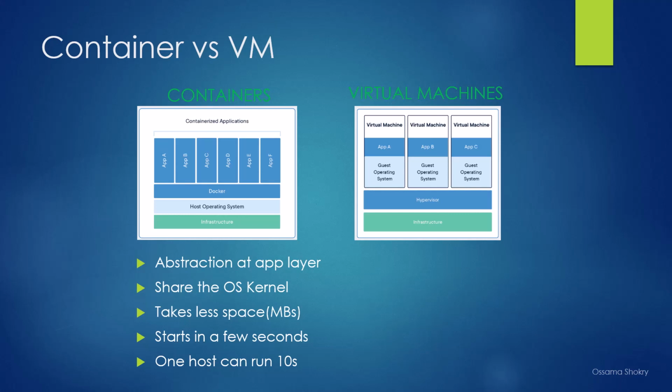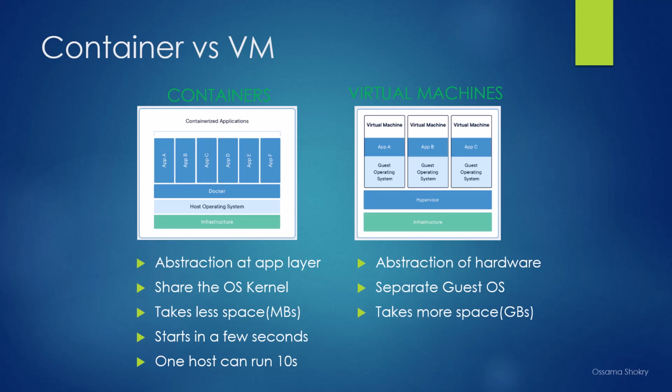Now let's look at virtual machines. Virtual machines are an abstraction of physical hardware turning one server into many servers. Each virtual machine includes a full running copy of an operating system called the guest operating system. Therefore, a virtual machine is typically tens of gigabytes in size, and because the guest operating system needs to boot, a virtual machine can take a few minutes to start. And therefore, one host can only run a few virtual machines due to the overhead of the guest operating system.